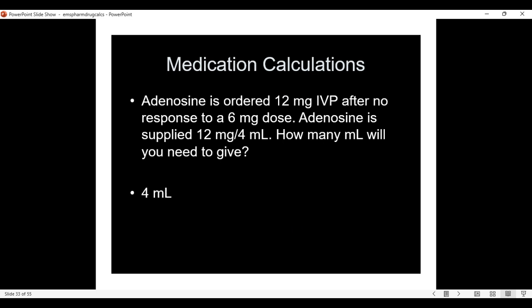Okay, did you get it? 4 milliliters, right? So we need to give 12, and that's what we have. Well, that's our order is 12, and our concentration is 12 in 4 ml. So we're going to give the whole 4 ml.